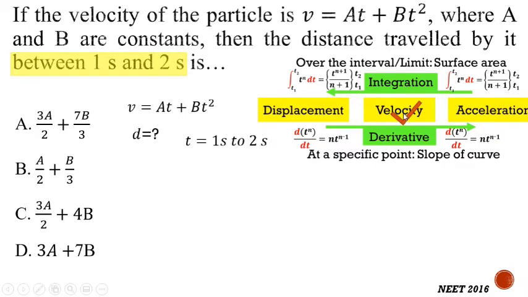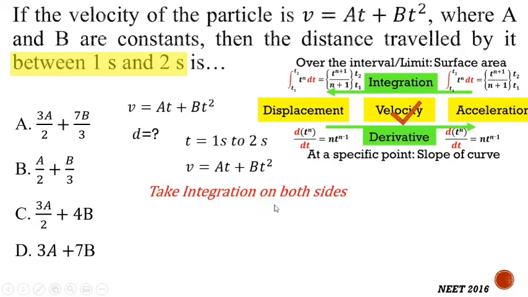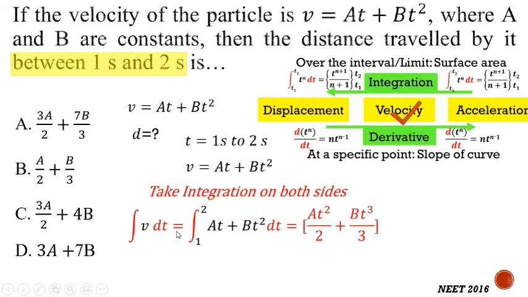To find the displacement or distance, we know that we should take the integration. So from velocity, if you want to find the displacement, you should take the integration. Velocity is given, so let us take integration on both sides. Integration of v dt equal to integration from 1 to 2. The value of v is at plus bt square, that is kept as it is, multiplied by dt equal to.